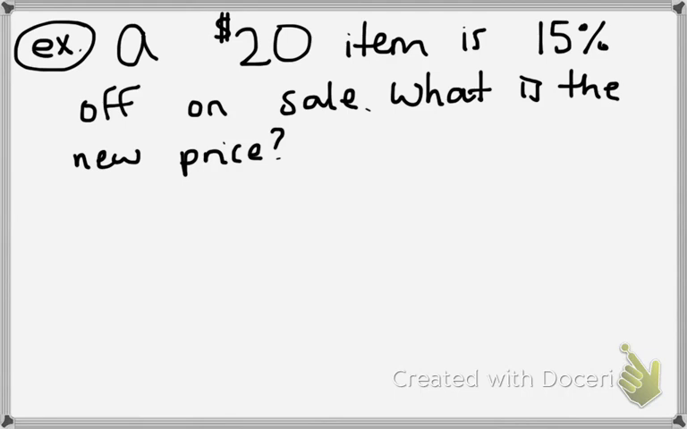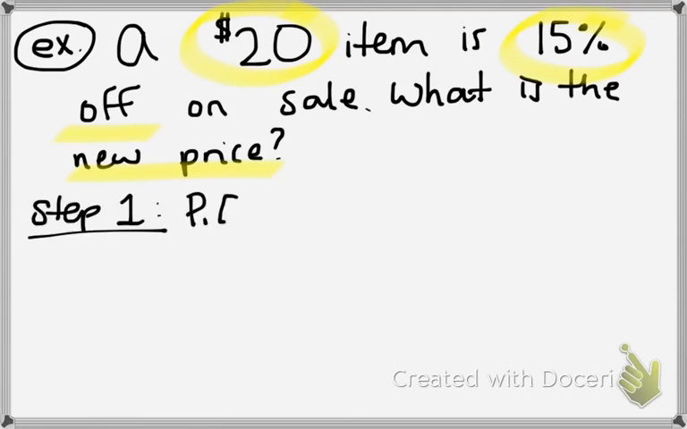So let's do an example. Okay, so for this example, we have a $20 item that is 15% off on sale. What is the new price? So the first thing is, for step one, is this percent equation going to be used for tax or discount or change? Well, we know it's not change because it doesn't say percent change. So it's either tax or it's discount. The off tells us it's going to be a discount.